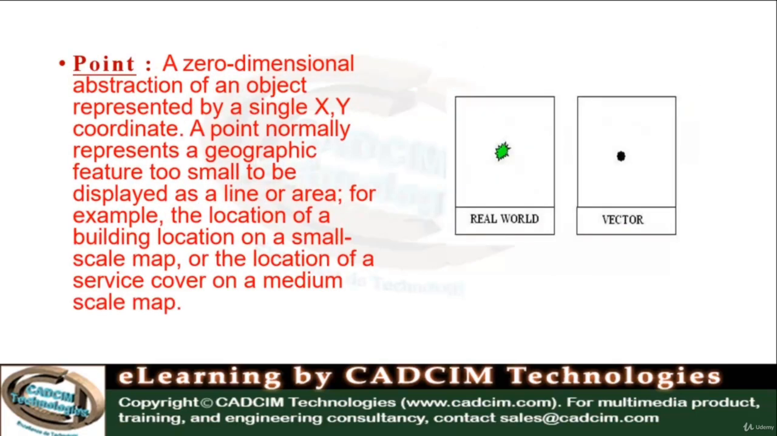So let's understand the first type of feature, that is point. A point is a zero-dimensional object that contains only a single xy coordinate pair. Points are typically used to model singular or discrete features such as small buildings, wells, power poles, temples, trees, etc. Points have only the property of location.